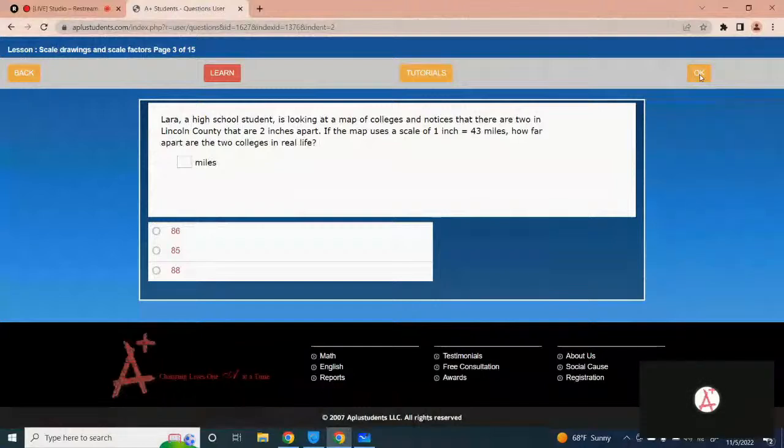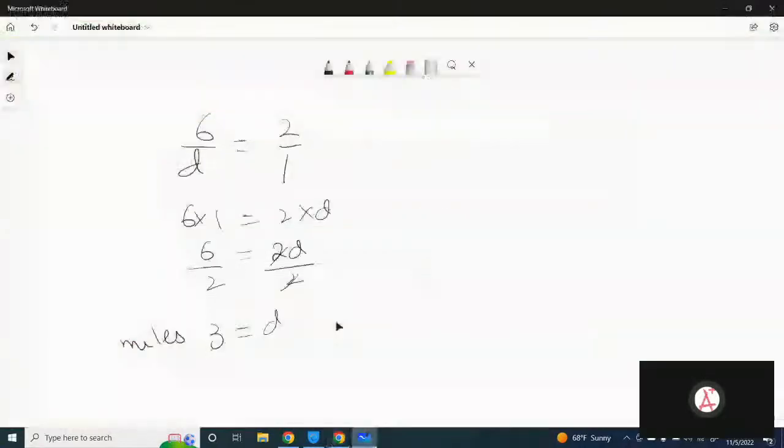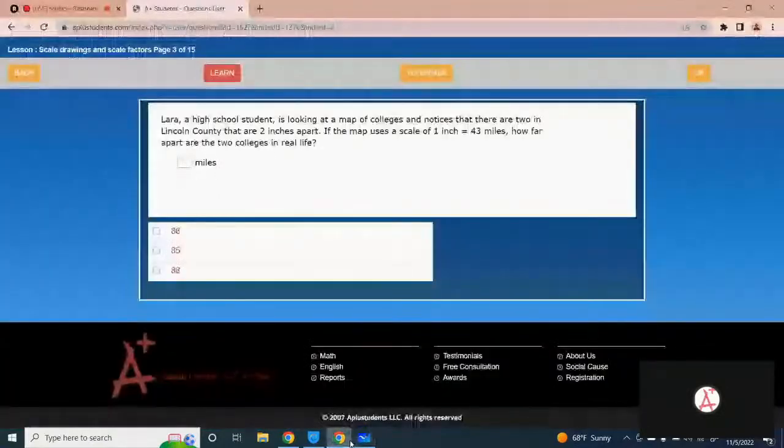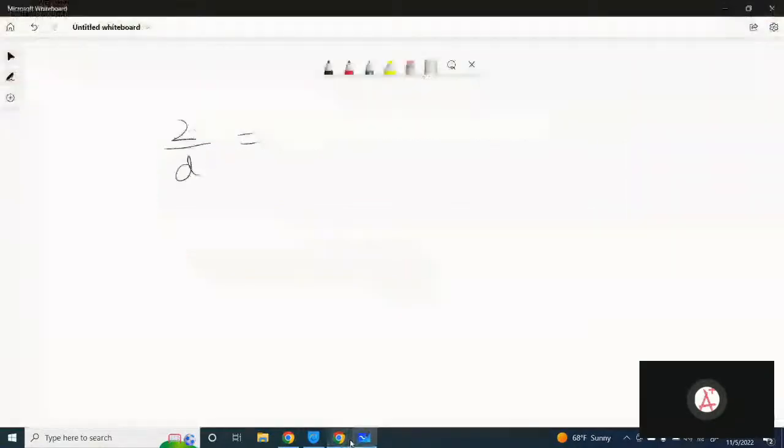So it is 2 inches apart, and the scale is 1 inch divided by 43 miles. You have to find the ratio between the two colleges on the map. So it would be 2 divided by d, and the scale factor you are given is 1 inch to 43 miles. So it would be 1 divided by 43.